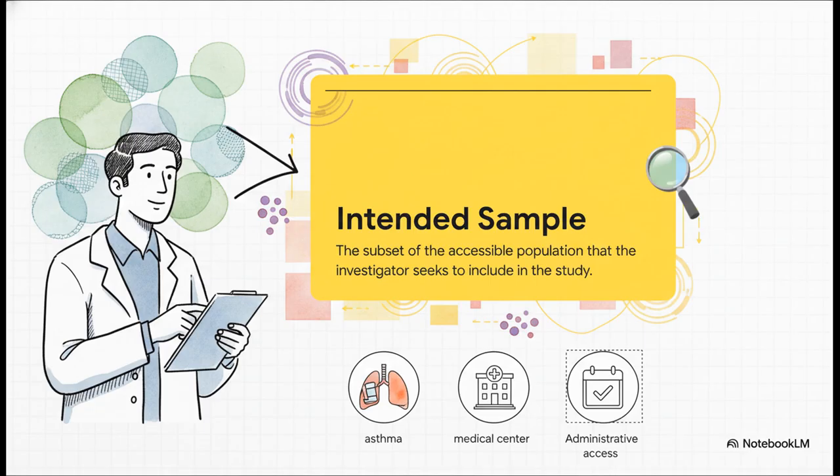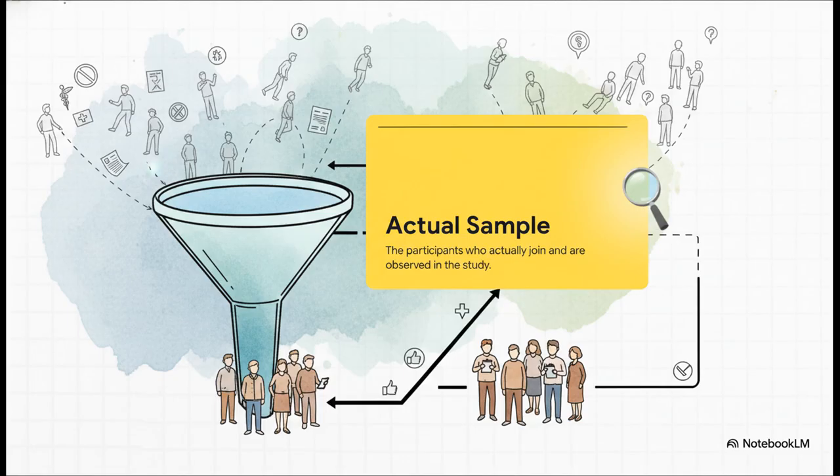actually partner with. And this brings us to the final step in this whole funnel, the actual sample. This is who really ends up in the study. It's only those individuals who are contacted, who meet every single bit of the criteria, and who, at the end of the day, agree to participate. It's the end result of a long chain of choices, and honestly, just circumstances.